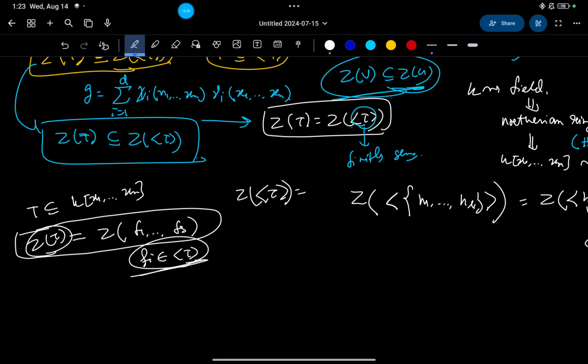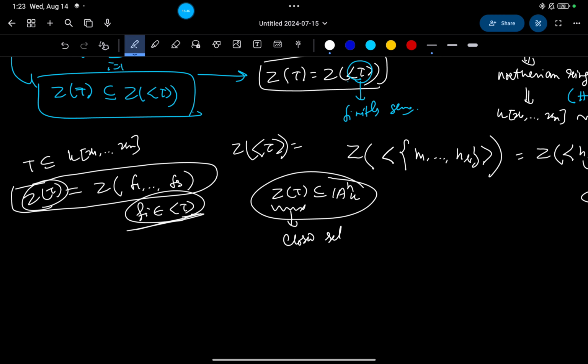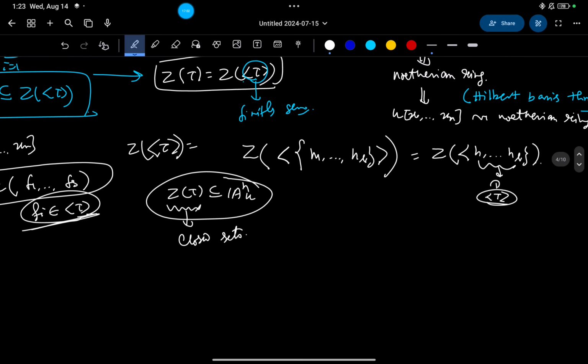Okay. Now, what is Z(T)? So first of all, Z(T) is a subset of A^n(K), right? So now if we can show that these are the closed sets, then it will be easy for us to define a topology on this particular A^n(K), right? And obviously some of you have got convinced that the topology that I want to define via closed sets is nothing but the Zariski topology.